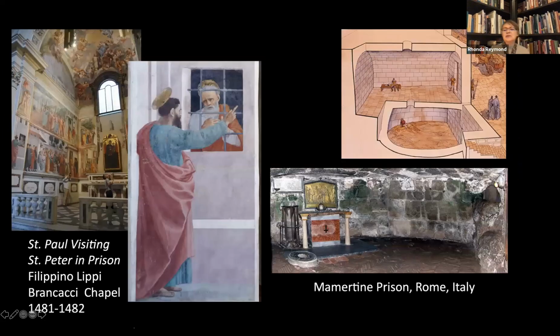And then he mentions St. Peter in prison, and that's another reference that can be art historical. The most famous being the Brancacci Chapel. Most people are familiar with Masaccio up here, but over here on the edges, part of the arch is this work here of St. Paul visiting St. Peter in prison, and this is specifically the Mamertine prison in Rome, and so that's what we're seeing on the right.